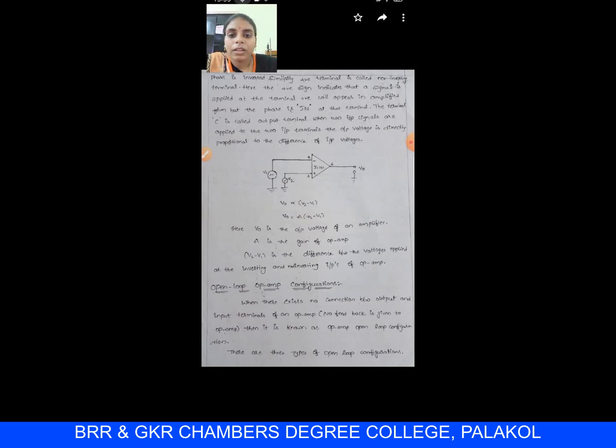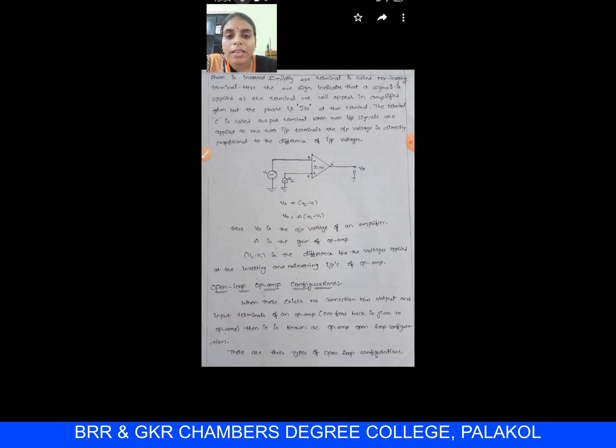Now, if two input terminals are applied to the inverting and non-inverting terminals of an op amp, then the output is directly proportional to the difference between the input voltages. Here the diagram shows the operational amplifier having negative and positive terminals. The negative terminal is applied to voltage source V1 and the positive terminal is given to voltage source V2 with respect to ground, and the output is taken across V0 with respect to ground.